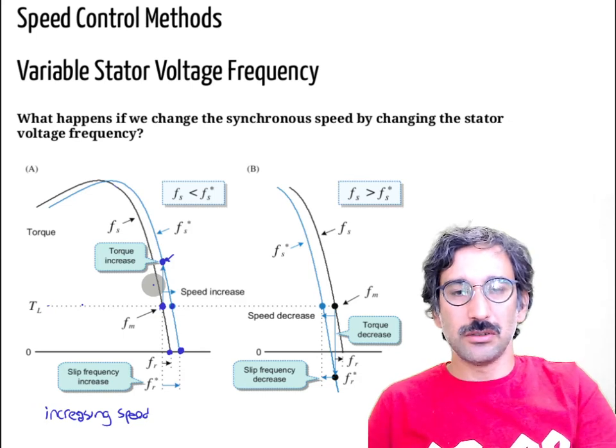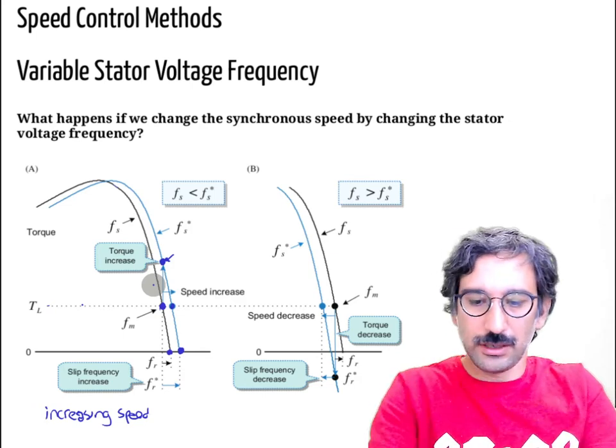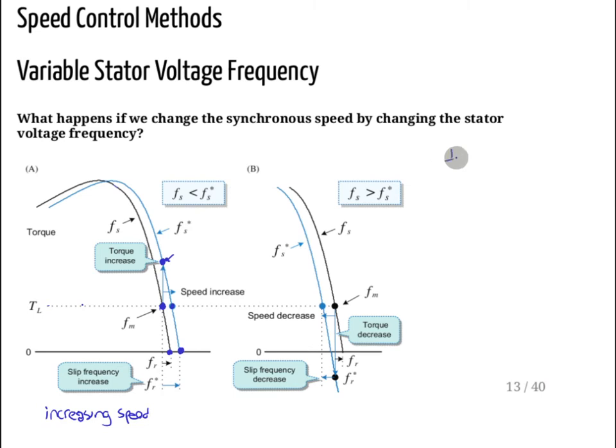Now I'm still running at 900 RPM. Let me write it here. So for example, initially the synchronous speed NS was 1000 RPM. So NR was 900 RPM. This is 50 Hertz. Then I increase it to 60 Hertz. So NS becomes 1200 RPM, at 60 Hertz.